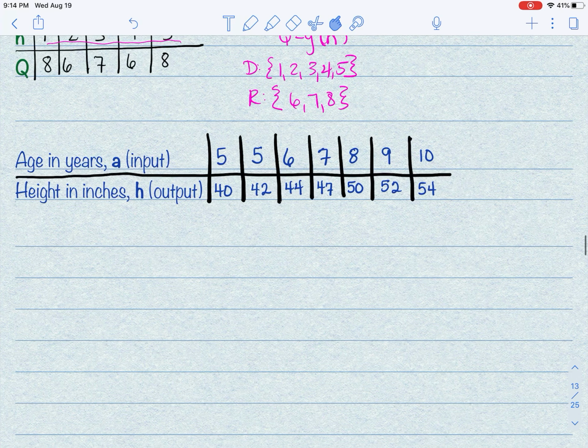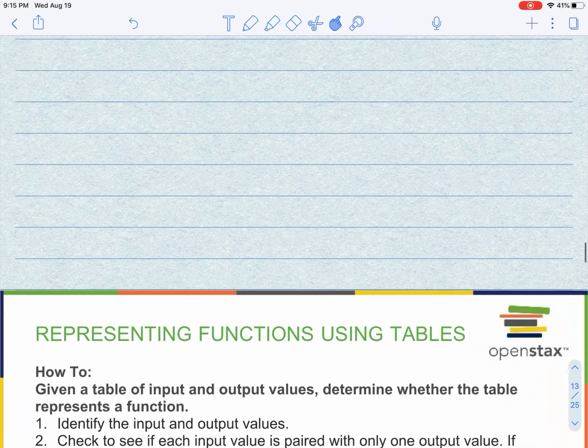All right, so let's look at age in years as the input, height is the output. So in this case, if it were a function, we would say height is a function of age. However, upon a study of this particular relation, check this out. 5 is associated with 2 different output variables. So this is a relation that's actually not a function.